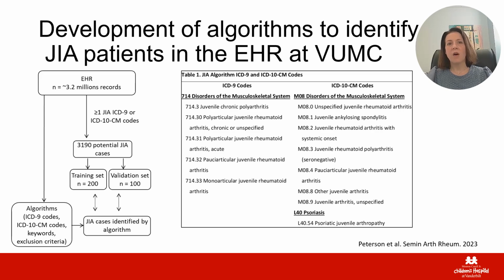So the development of algorithms to identify JIA patients started in the EHR at Vanderbilt. On the left, you can see the general process by which we used algorithms to identify potential JIA cases and then to validate these algorithms. On the right, I'm just highlighting that multiple different ICD codes are associated with JIA, and this indicates how accurate identification of subjects can be very complicated.